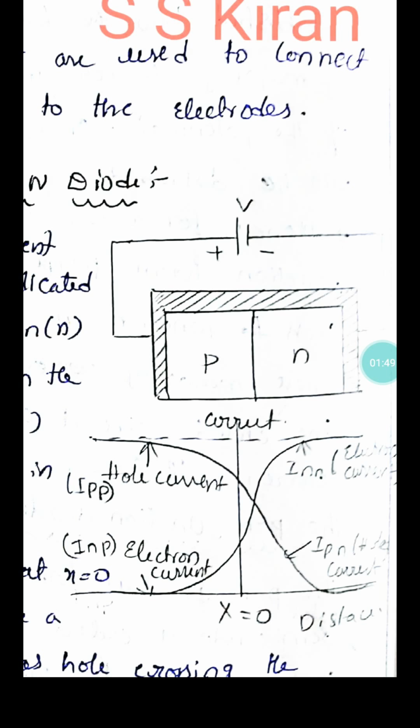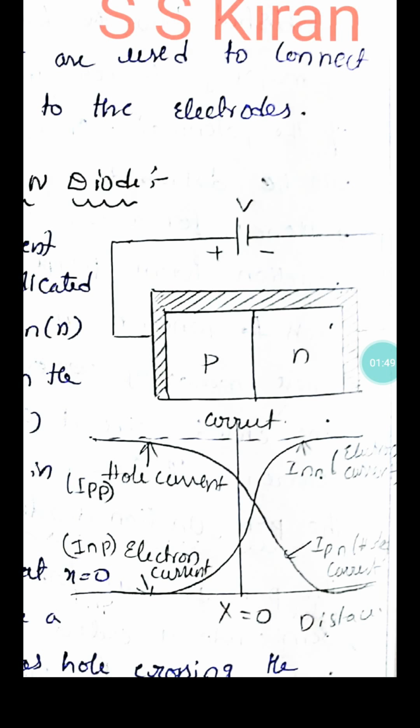Coming to N type, there is an electron current, called INN, in the N side, and IPN, the hole current in the N side. These are the current components of the given PN junction diode. What is I? I is nothing but IPN plus INP. This is the total current. This is one of the current components of the PN junction diode.